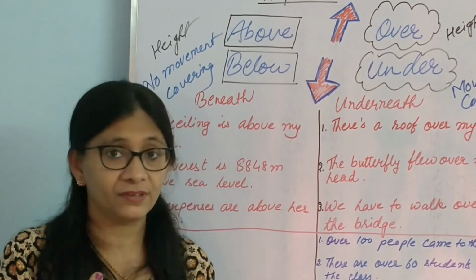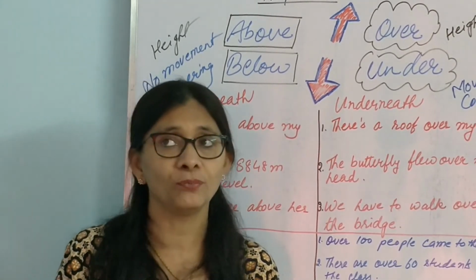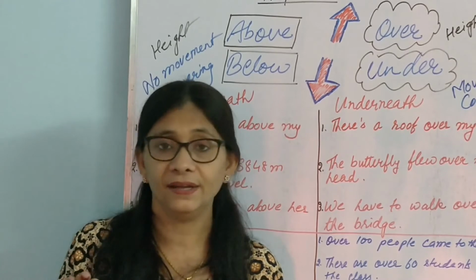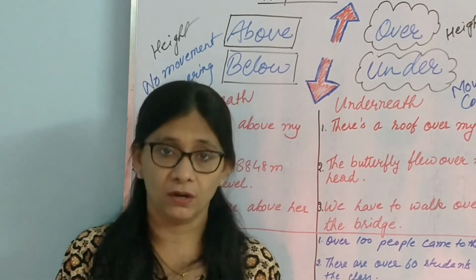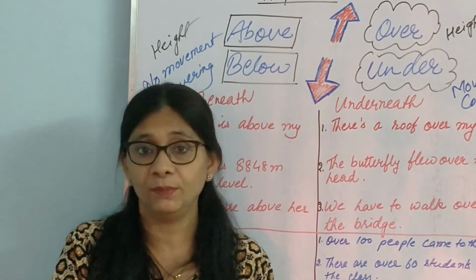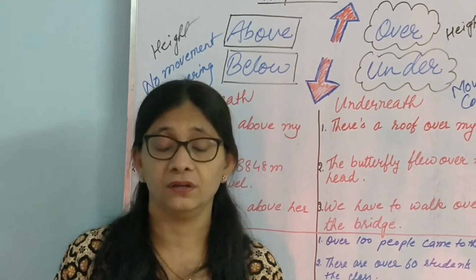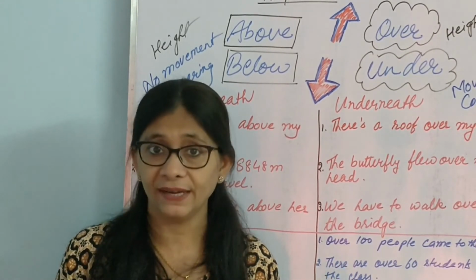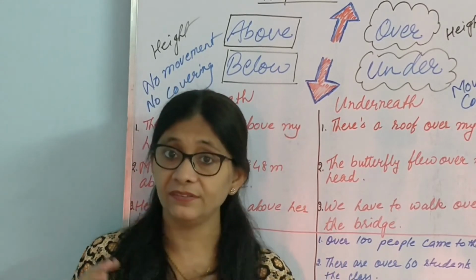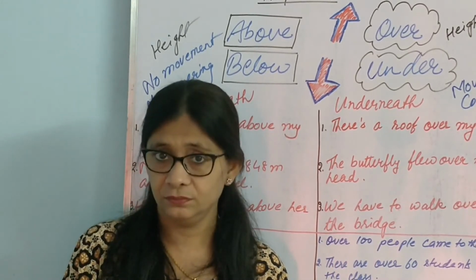With under, let's discuss one more example. Suppose I lost my watch a few days back and I got it under the sofa. It was under the sofa. That means it was covered by the sofa. So there we use under. Or we cannot see Titanic because it is under the sea. It is covered by the sea.